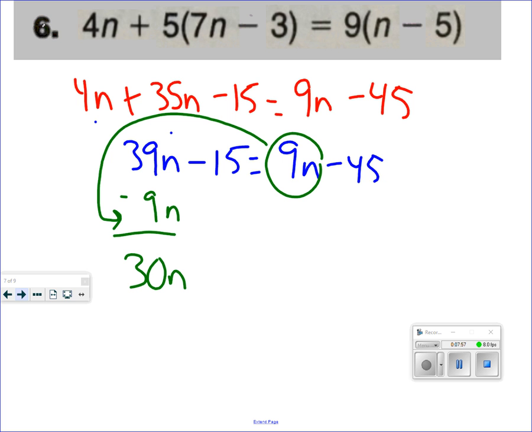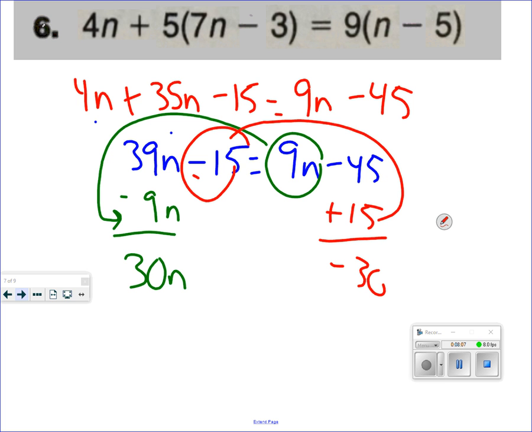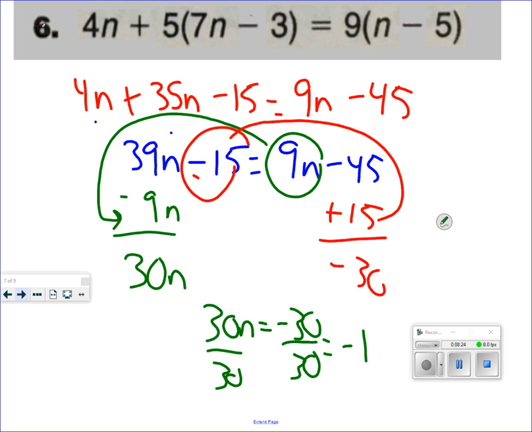Then I'm going to move that negative 15 to the opposite side. So it's heading over here. So it was a negative 15 here, so it's a positive 15 now. So that leaves me with a negative 30. If I rewrite my problem, kids, it's 30n equals negative 30. If I divide by 30, my answer will be negative 30 divided by 30, which is negative 1.